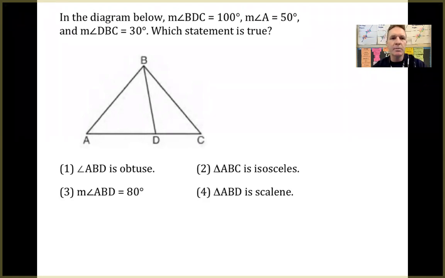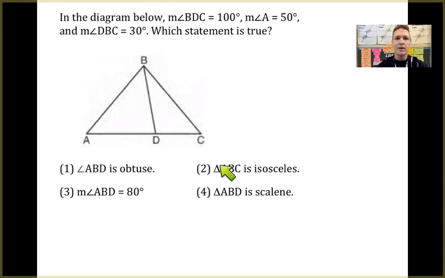So let's take a look at this problem. In the diagram below, the measure of angle B, that's what this M means. The measure of angle BDC equals 100 degrees. The measure of angle A equals 50 degrees. And the measure of angle DBC equals 30 degrees. Which statement is true? Angle ABD is obtuse. Measure of angle ABD is 80 degrees. Triangle ABC is isosceles, or triangle ABD is scalene.